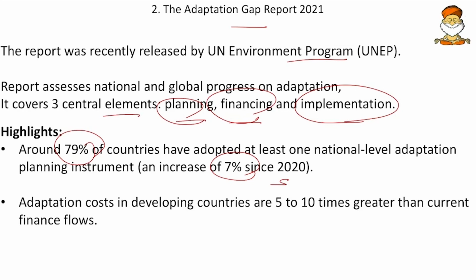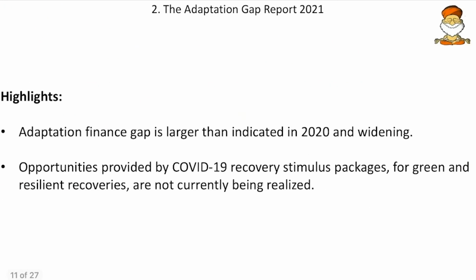Then adaptation costs in developing countries are 5 to 10 times greater than the current finance flows. So we know that there is a finance flow occurring between the developed and the developing countries. But going with the current flow, the way the developed countries are funding the developing countries, the cost required to adapt for the developing countries is 5 to 10 times more. So that means they are giving 5 to 10 times less than whatever the required fund is. If you remember this, it is more than sufficient.